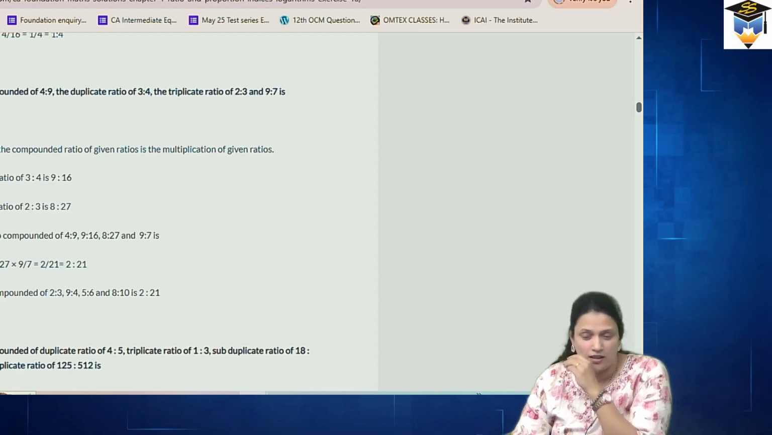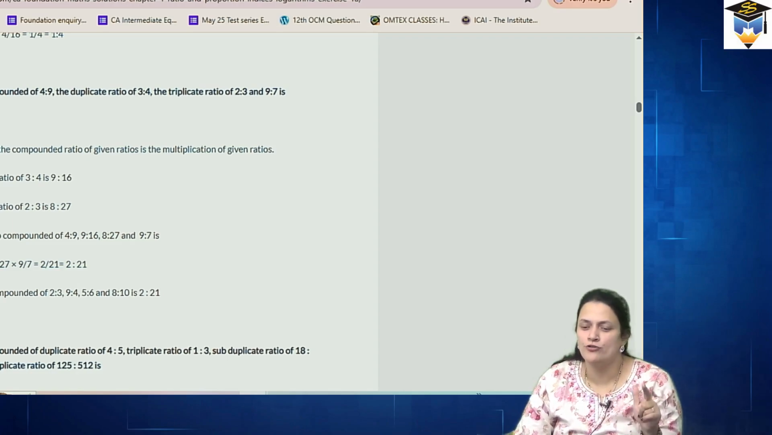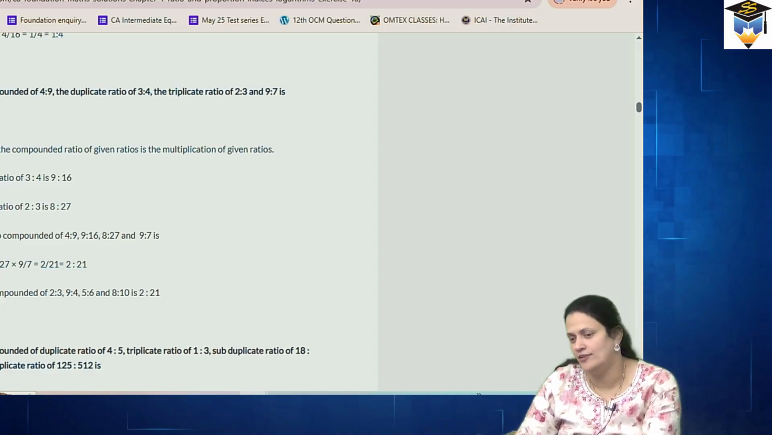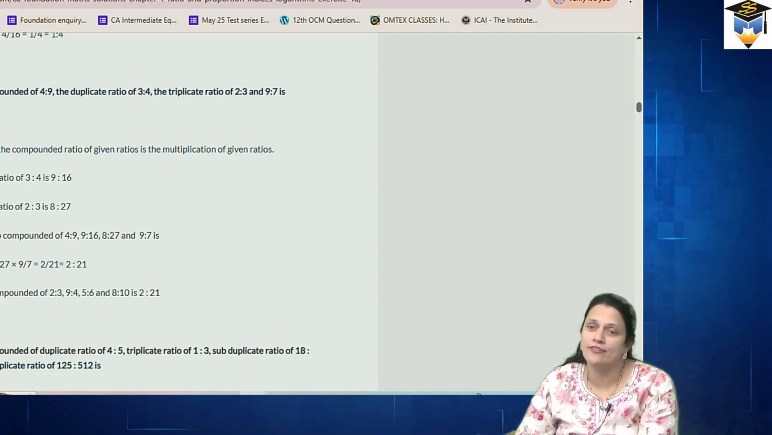Here the duplicate ratio of 3:4, triplicate ratio of 2:3 and 9:7. So find out the triplicate ratio of 2:3, 8/27. Triplicate ratio of 9:7. Please find out on the calculator. 729 upon 9 into 9 into 9 upon 7 into 7 into 7. How much is that?